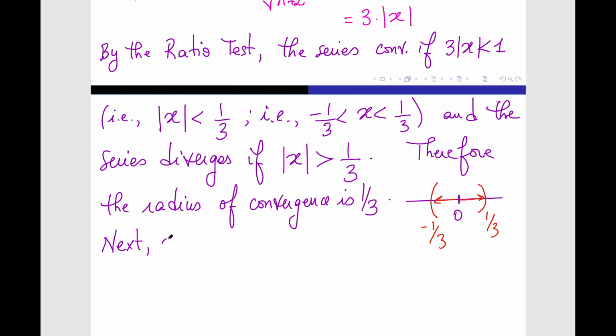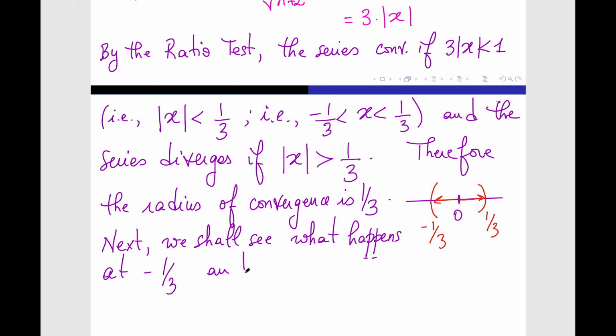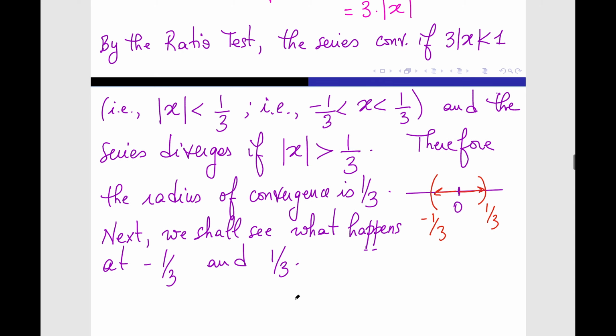Next, we shall see what happens at the endpoints, right? So what happens at minus 1/3 and 1/3? Because all sorts of scenarios can happen at those endpoints. I may have convergence at both, I may have divergence at both, and I may have convergence at only one of these endpoints. So we need to check by hand what happens.